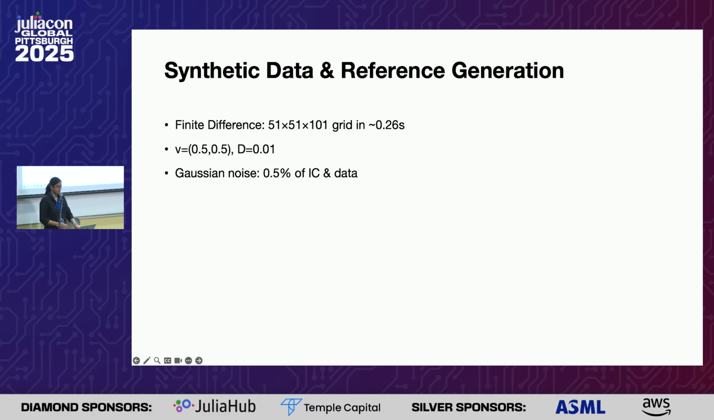With this toolkit, we designed a series of controlled experiments to find the best possible model. First, we needed ground truth to train against. So we generated our reference data using a traditional finite difference method on a 51 by 51 grid. The process was fast, and we then added a small amount of Gaussian noise to this data to simulate the kind of imperfect measurements that we would get from sensors in realistic data.